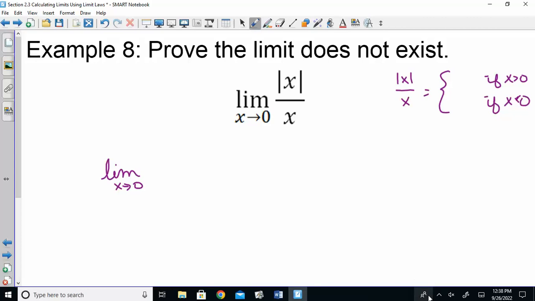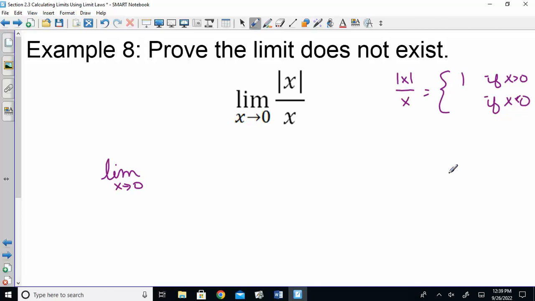Okay, so if I plug in something greater than 0, so if I put in a 1, it gives me the absolute value of 1 over 1. If I put in a 2, I get the absolute value of 2 over 2. If I put in a 3, I get the absolute value of 3 over 3. What are all these things turning into? 1. Okay, if I put in a positive, the top and the bottom are the same, so we just get out 1.